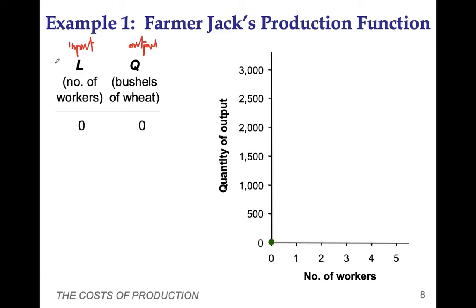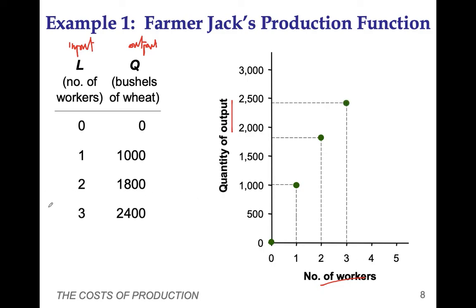If he uses, for example, 0 workers, he gets nothing, of course. 1 worker, he gets 1,000 bushels of wheat. 2 workers, obviously the quantity produced increases. So here you see these green dots representing the graph of the production function on the plane. Here quantity of output, and here we have number of workers.